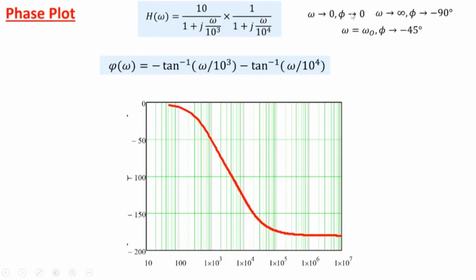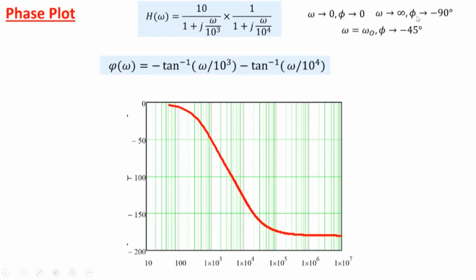That as omega tends to 0, phi equal to 0, omega tends to infinity, phi equal to minus 90. And omega equal to omega naught, phi is minus 45. So it starts off, we can see here, it starts off at 0 here, close to 0. If we go to even lower frequencies, it will go to 0 here.